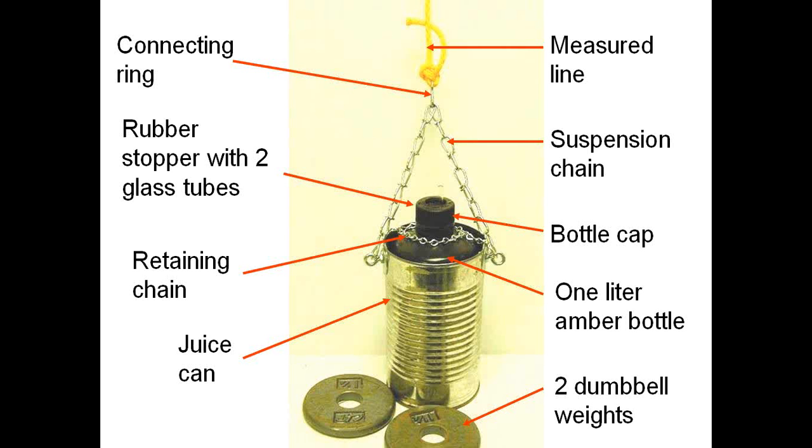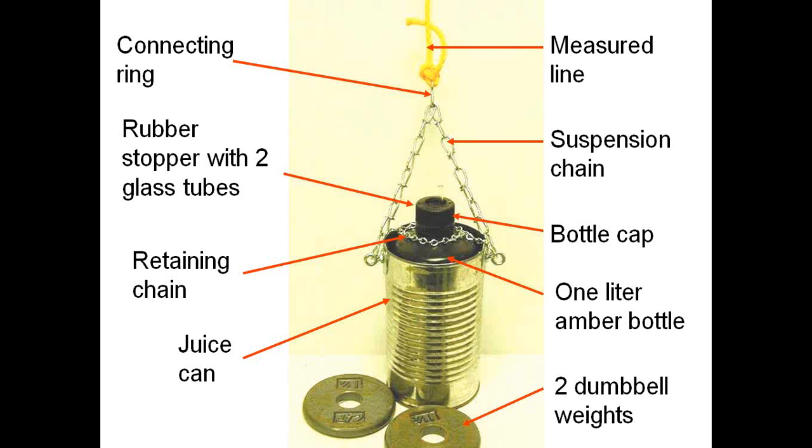This whole thing is disassemblable. You can take it apart. You can take that bottle cap off and then pull off the rubber stopper. And after you do that, that retaining chain can be pulled off over the top, and you can pull out the big amber bottle. Underneath the amber bottle are 2 dumbbell weights.